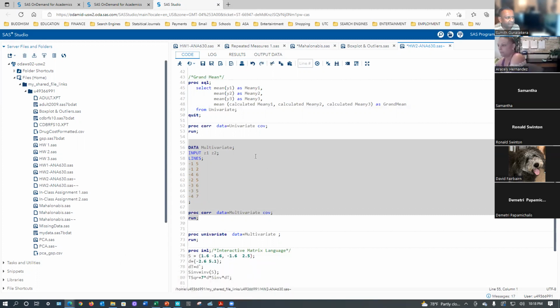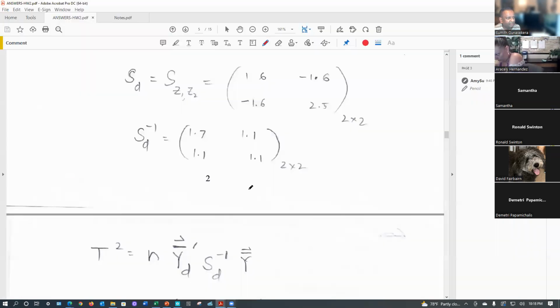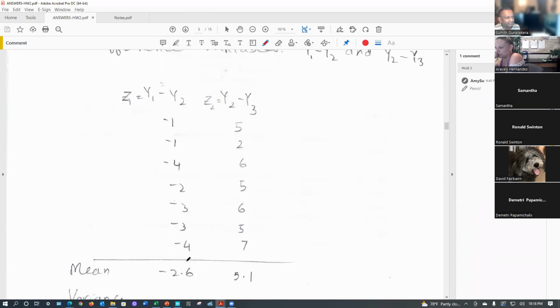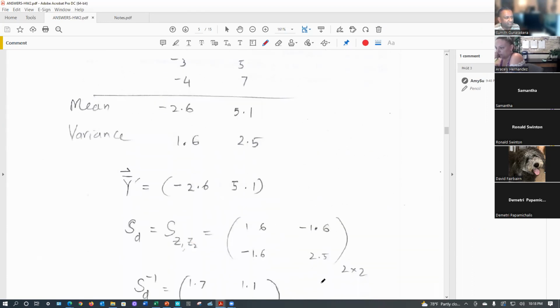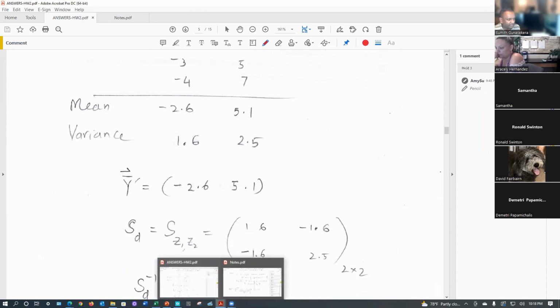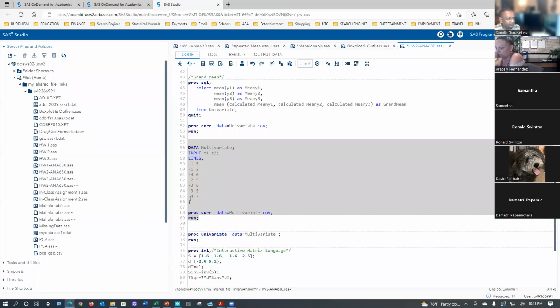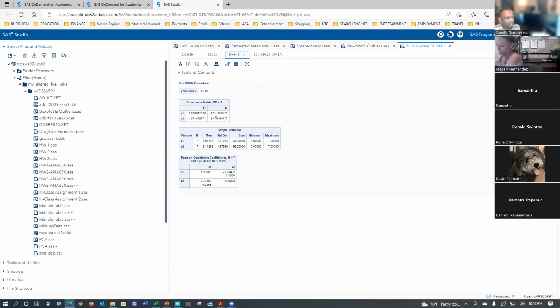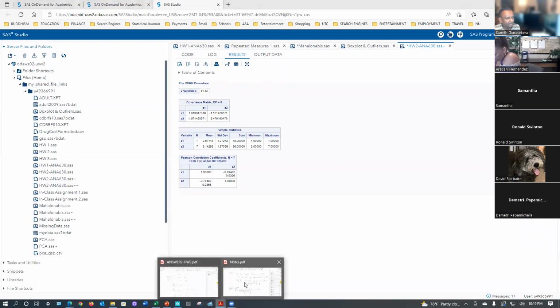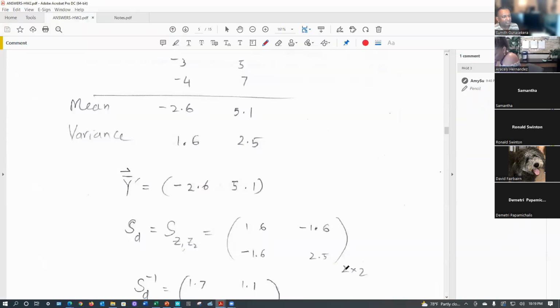I'm going to call that one data multivariate, input Z1 and Z2, lines based on what I have here. I'm talking about these entries, these are the minor. For this one, they create what? This one, 1.6, negative 1.6 on the right. You can get the covariance by asking it to go to the correlation procedure and giving the covariance: 1.6, negative 1.6, negative 1.6, 2.5. It's 2 by 2, because there are two variables now.